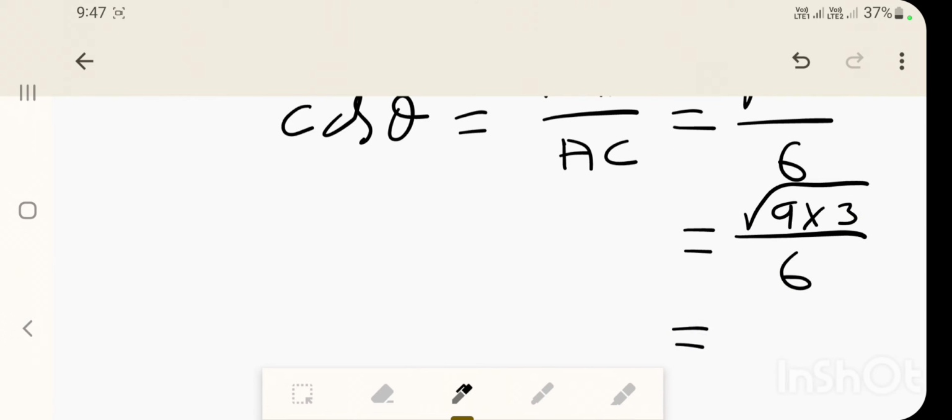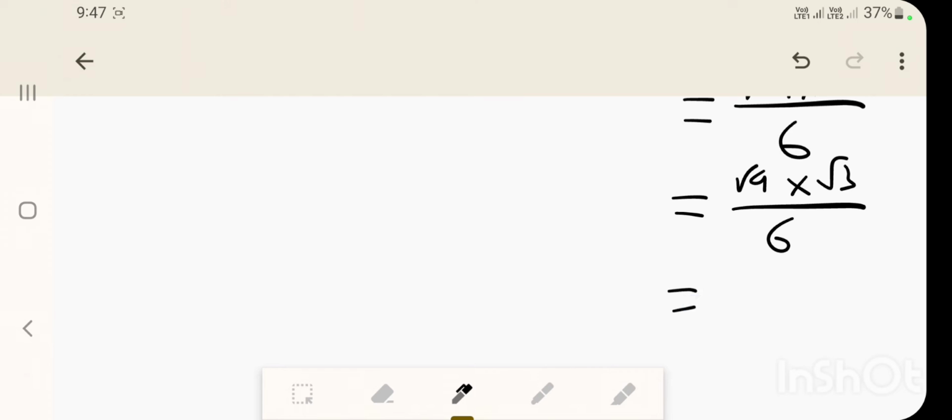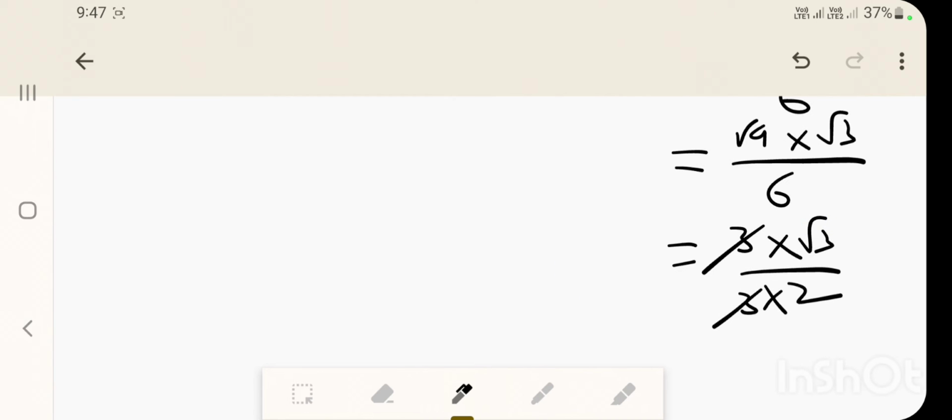So we can take it as root 9 into root 3 divided by 6. We know that root 9 is 3, so 3 into root 3 divided by 2 into 3, and 3 into 2 is 6. So the numerator 3 and denominator 3 get cancelled, and we get root 3 by 2. So this is the ratio of adjacent side length divided by hypotenuse, root 3 by 2.